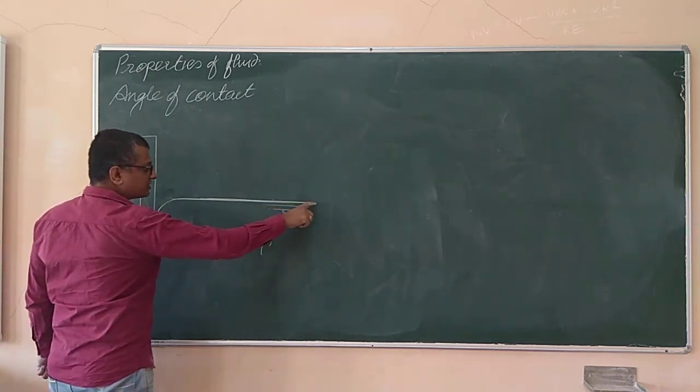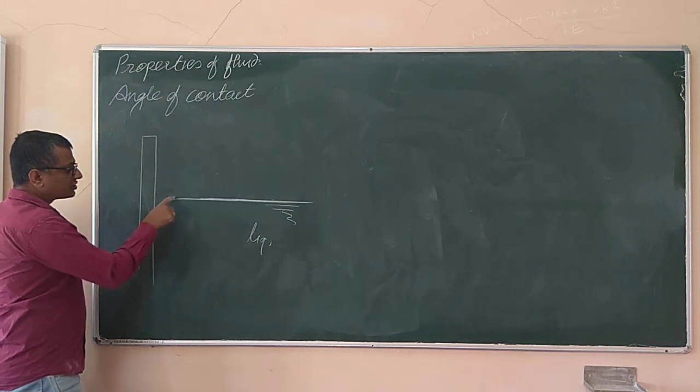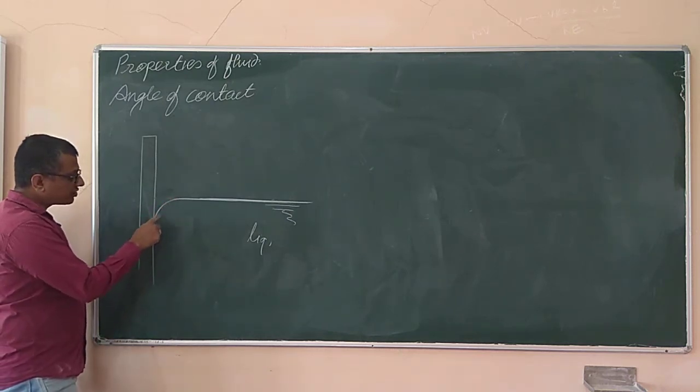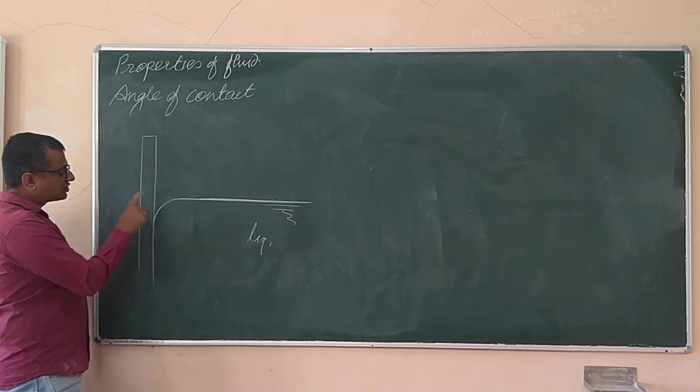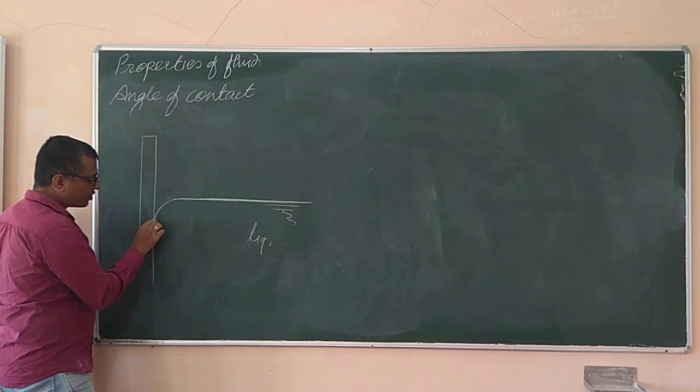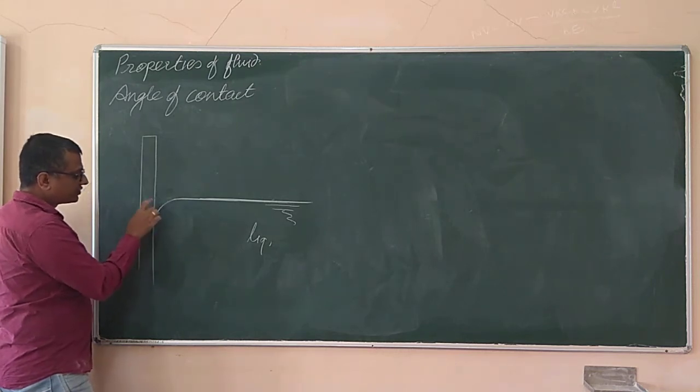Now where is the curvature? Where is the free liquid surface? This is the free liquid surface. Where is the curvature of the free liquid surface? This is the curvature of the free liquid surface. Where is the point of contact of this curvature of free liquid surface with the solid surface? Here is the point of contact of the curvature of free liquid surface with the solid surface.